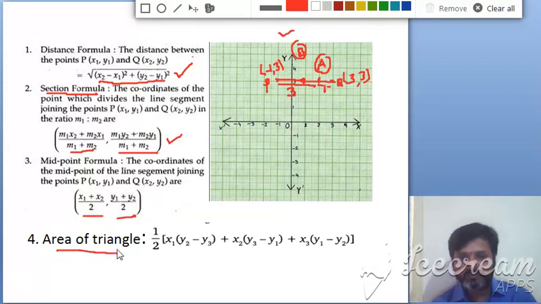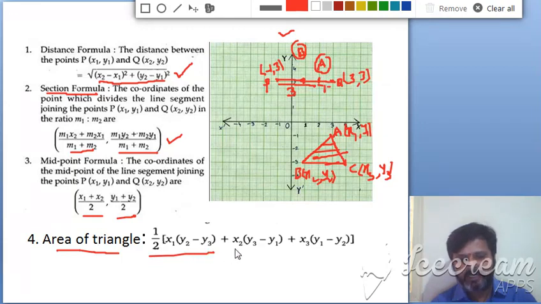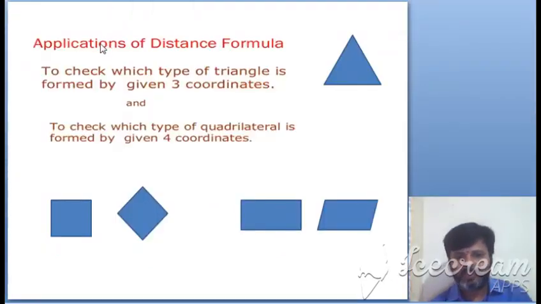Students, in previous classes we used the area of triangle formula as half into base into height. In this class we will use the area of triangle using vertices. I am drawing a triangle with 3 vertices, and A vertices, A1 I will take as usually x1 y1, B as x2 y2, and C vertices as x3 y3. To find the area of this triangle, we will use the formula half into x1 into y2 minus y3 plus x2 into y3 minus y1 plus x3 into y1 minus y2. Now we are going to see the applications of this formula.